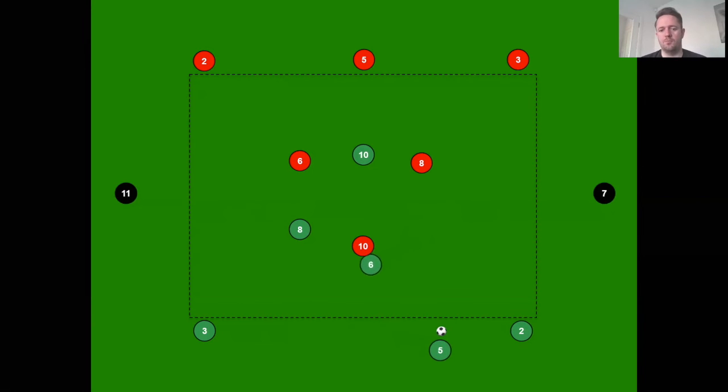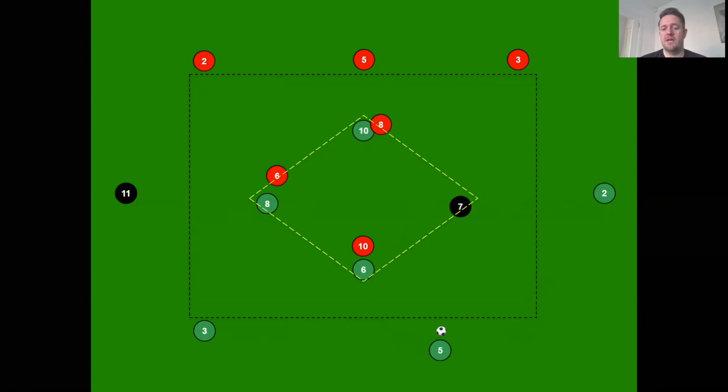So number 6 would drop down almost in between to protect that little gap. 8 would move up, 10, and then we're looking to get number 7 in. And all we're saying is that the ball must come into this middle area because we have the diamond. And you can see that we're allowing the number 2. He needs to recognise that because it's basically just a passing exercise.